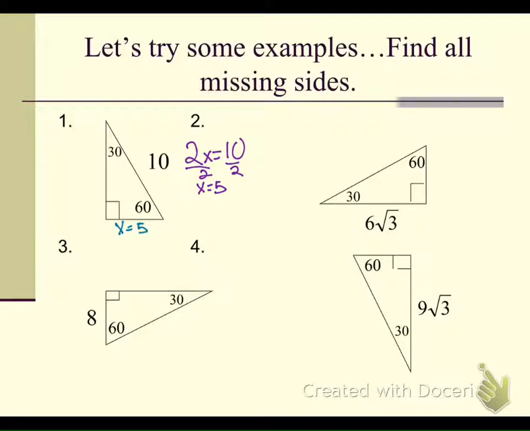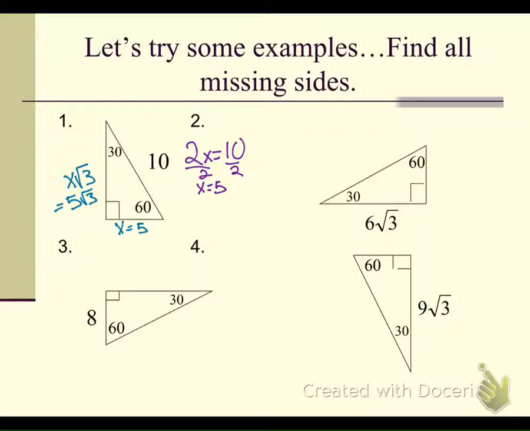Okay, the side directly across from the 60 degrees, what's our formula value? x square root of 3. Our x value is 5. 5 square root of 3 is our side length. So you take what you have, you set it equal to what is in our formula triangle, you solve for x, and then you substitute it into our problems.